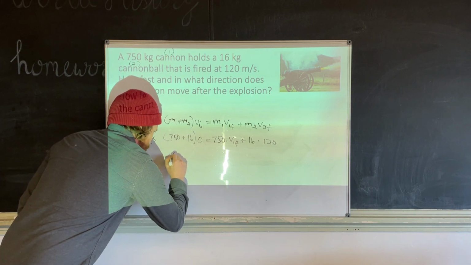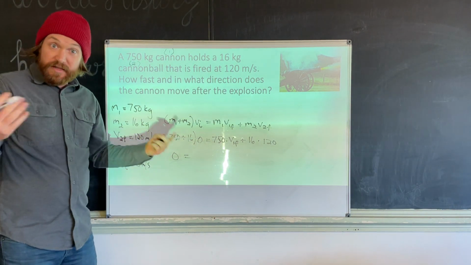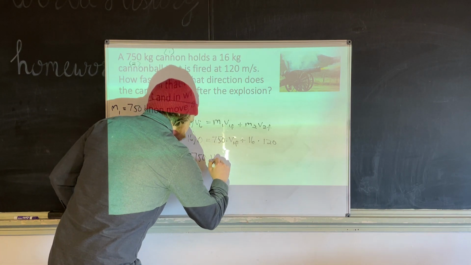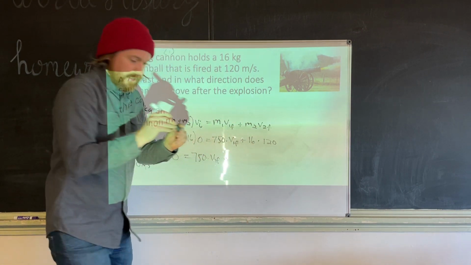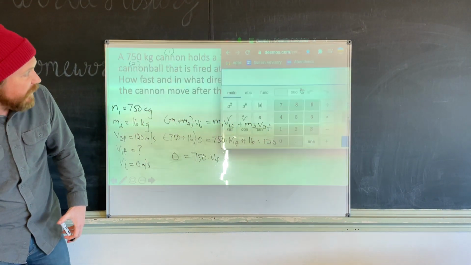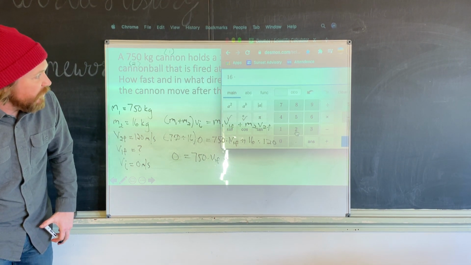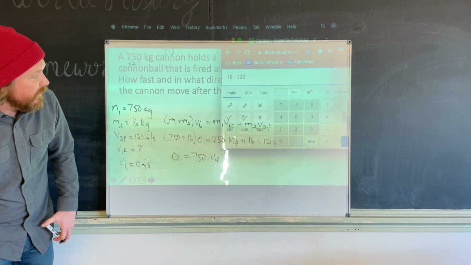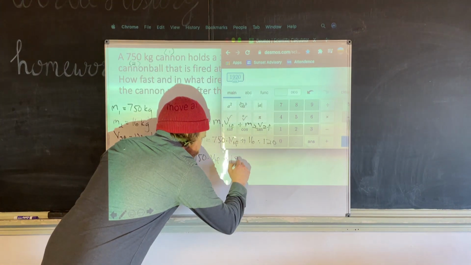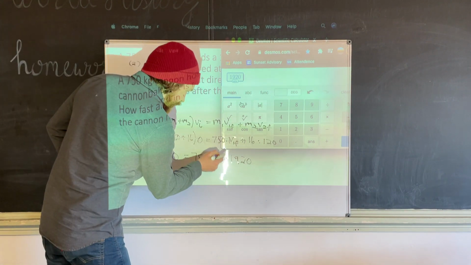Let me write that again. 0. So this whole side of the equation is 0. Isn't that nice? Here we have 750 times V1F, and we're going to add that to 16 times 120, which we are going to bust out the old calculator for, make sure I got it. All right, so we got, what did I say, 16 times 120, and that is going to be 1,920. All right, now our goal here is to get V1F by itself.